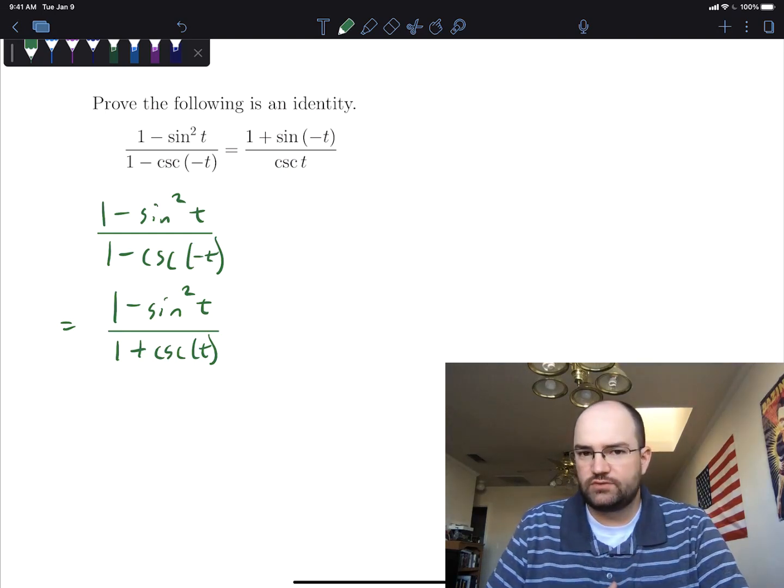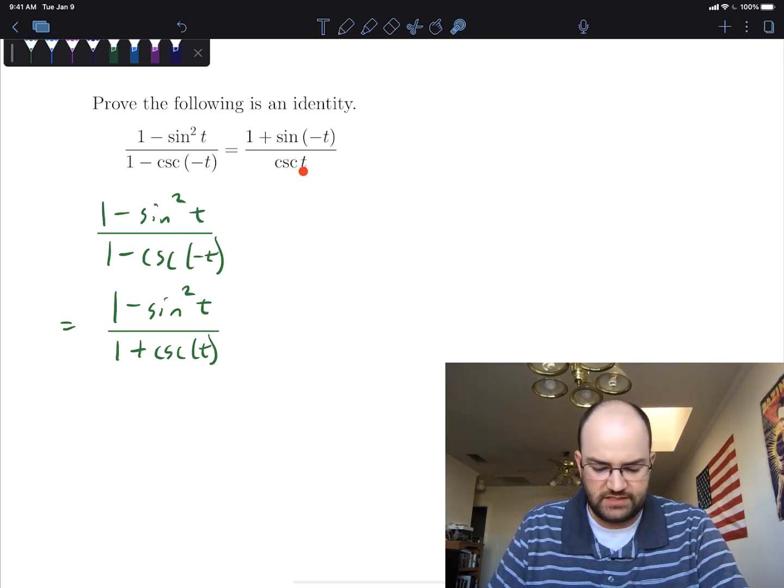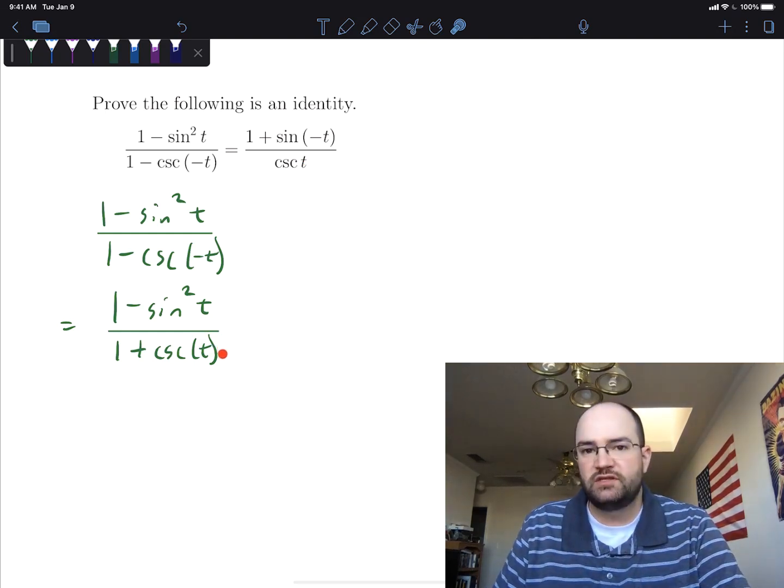Now, 1 minus sine squared of t is actually the same thing as cosine squared of t. That's fine. But it's also a difference of two squares, so you can factor it as 1 plus sine t times 1 minus sine t. Either way works. The question is which one do we want to use? Well, I'm not quite sure yet. So I just want a cosecant of t here. But what is cosecant of t? Cosecant of t is 1 over sine, which means I just kind of want it in terms of sine. So let's replace cosecant with 1 over sine.